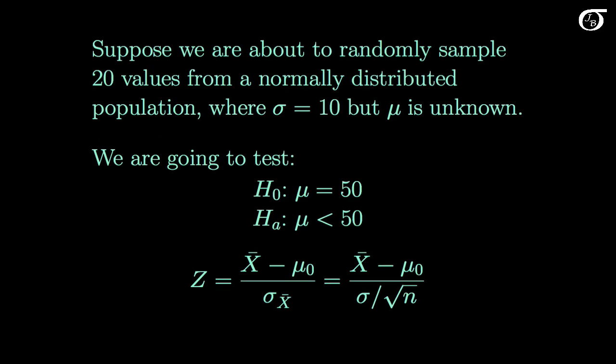Suppose we are about to randomly sample 20 values from a normally distributed population, where the population standard deviation sigma is known to be 10, but the population mean mu is unknown. And we wish to test the null hypothesis that the population mean is 50 against this one-sided alternative hypothesis. In this case, the appropriate test statistic is this z-test statistic.